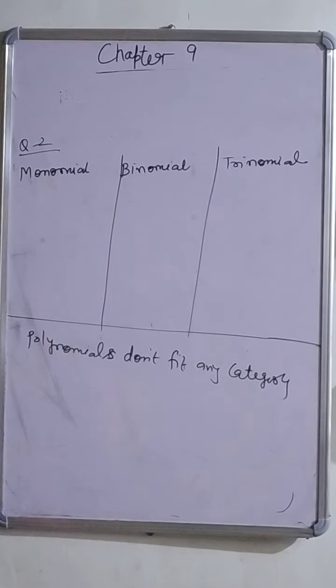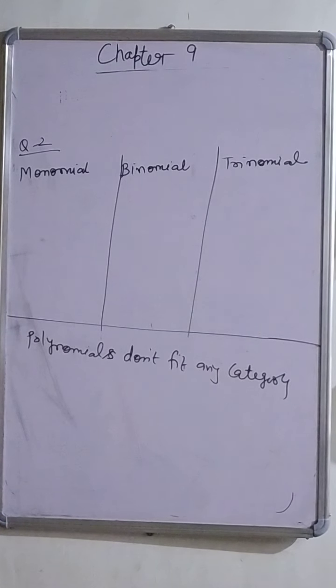Now the second question is, classify the following polynomials as monomials, binomials, trinomials, and polynomials that do not fit in any of these categories. Some expressions are given. We will identify that this is a monomial, this is a binomial, trinomial, and polynomial that does not fit in any category. कौन सी polynomial इन किसी भी category में नहीं आएगी, जिसमें 3 से ज़्यादा terms होंगी, because an expression with 1 term is a monomial, 2 terms a binomial, 3 terms a trinomial. If there are more than 3 terms, then it will be a polynomial.